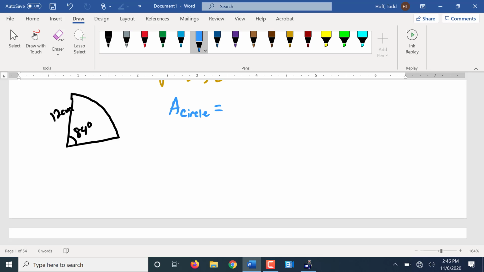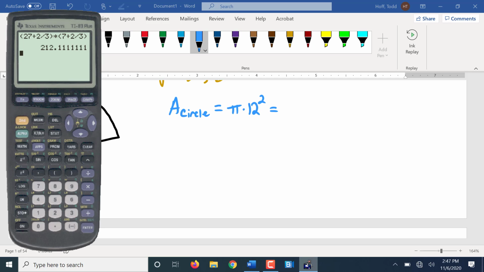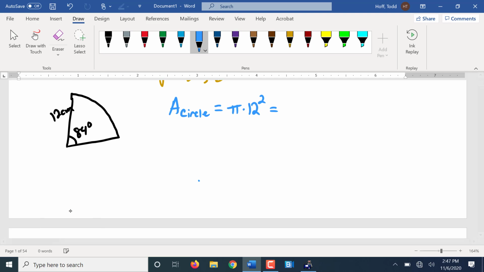How do I find the area of that circle? Well, 3.14 times 12 squared, okay, which is? You went one step. 452.16 centimeters squared. So that would be the area of the whole circle.